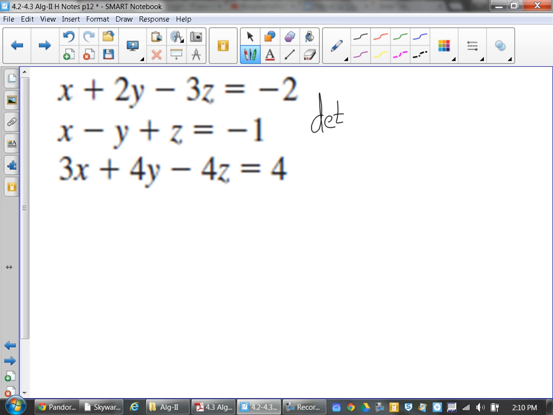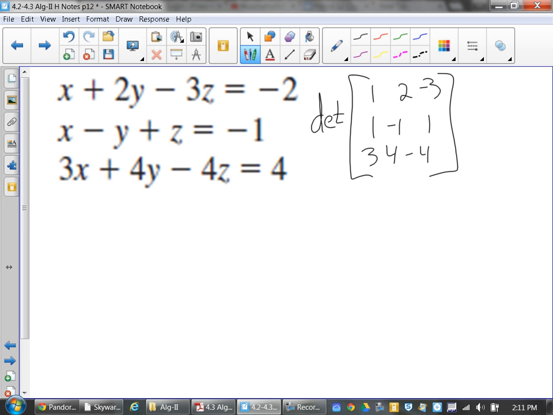So we can get to the determinant. This is actually a lot of times where mistakes happen. Watch your signs. You need to have your signs correct. It's not going to work. It'll be wrong.